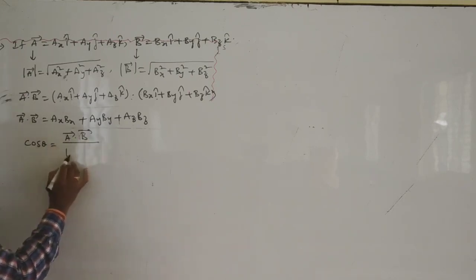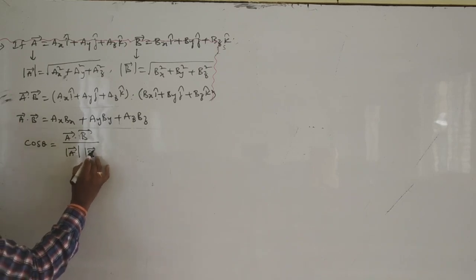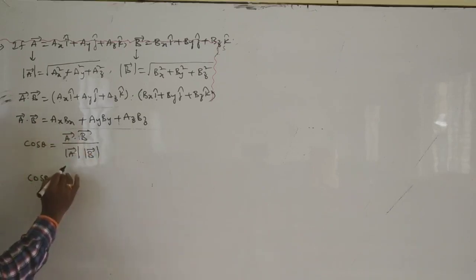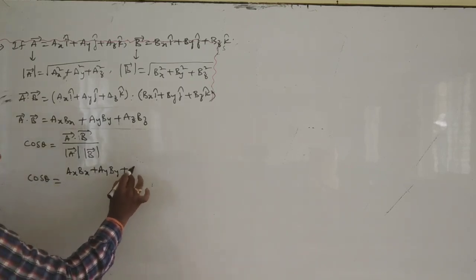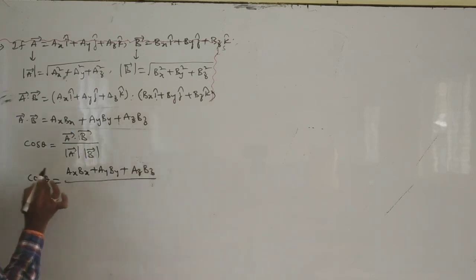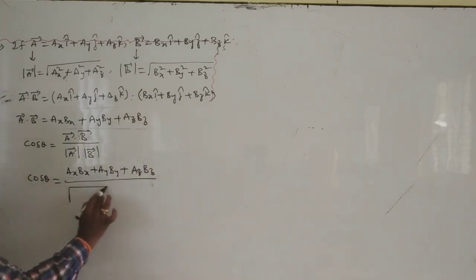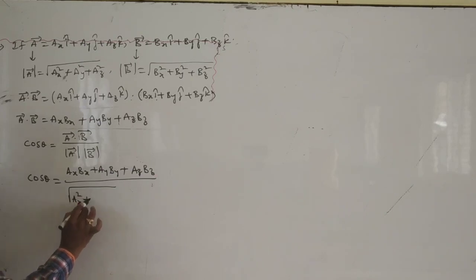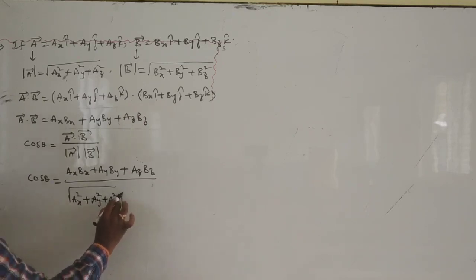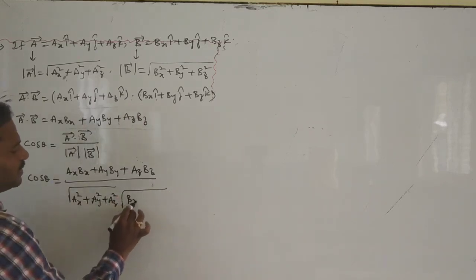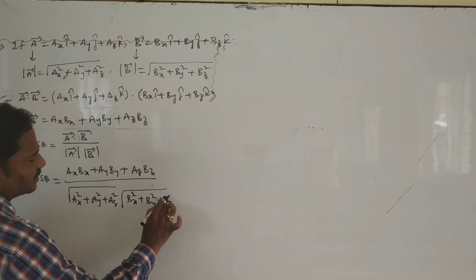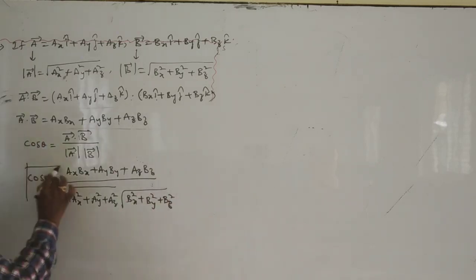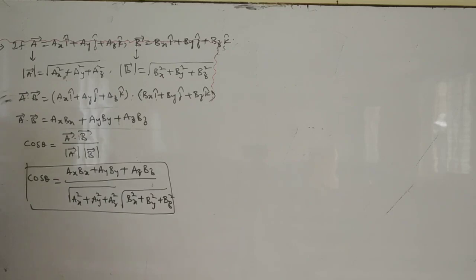Now the formula for the angle between the two vectors: cos theta equals A bar dot B bar divided by modulus of A bar times modulus of B bar. This is A dot B, Ax Bx plus Ay By plus Az Bz, divided by root over Ax square plus Ay square plus Az square, times root over Bx square plus By square plus Bz square. This is the answer. Cos theta we can find like this.